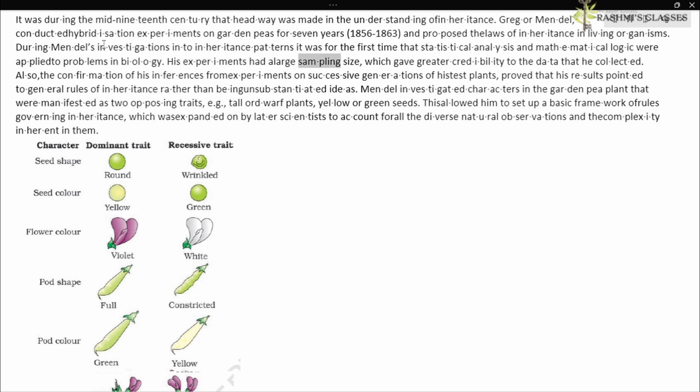His experiments had a large sampling size, which gave greater credibility to the data that he collected. Also, the confirmation of his inferences from experiments on successive generations of pea plants proved that his results pointed to general rules of inheritance rather than being unsubstantiated ideas. Mendel investigated characters in the garden pea plant that were manifested as two opposing traits, for example tall or dwarf plants, yellow or green seeds. This allowed him to set up a basic framework of rules governing inheritance, which was expanded on by later scientists to account for all the diverse natural observations and the complexity inherent in them.